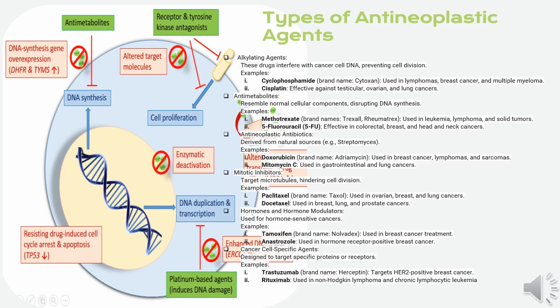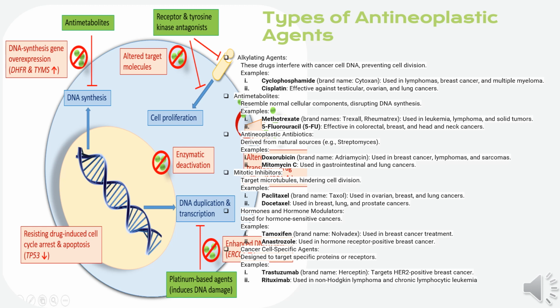An example is cyclophosphamide, commonly known by its brand name, Cytoxan, which is used in treating lymphomas, breast cancer, and multiple myelomas. Another potent agent is cisplatin, effective against testicular, ovarian, and lung cancer.